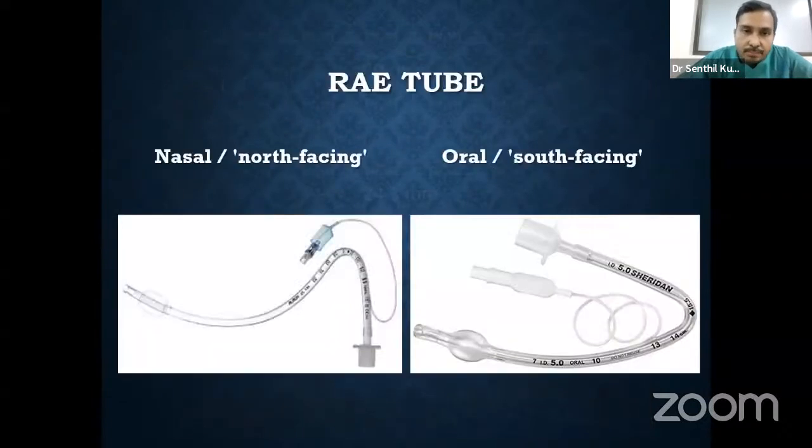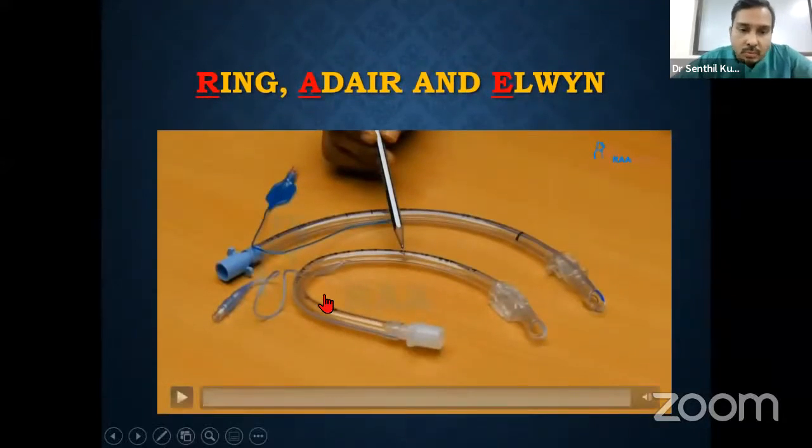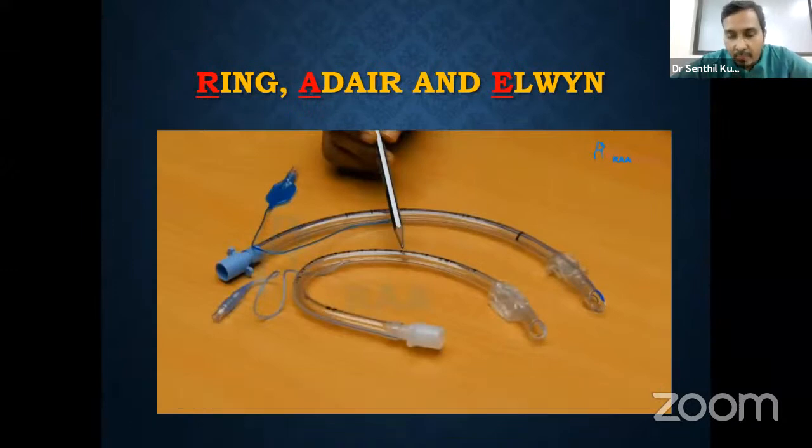So moving on, the next important tube is the Ray tube. There are two types of Ray tube. Ray tube is nothing but the Ring-Adair-Elwyn tube, named after the three persons who invented it. There are two types: north facing, that is nasal, and south facing, the oral tube. So why is there a need for the Ray tube? This Ray tube comes under the category of preformed tubes.